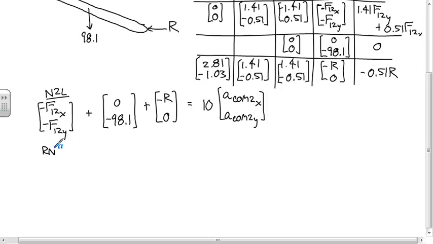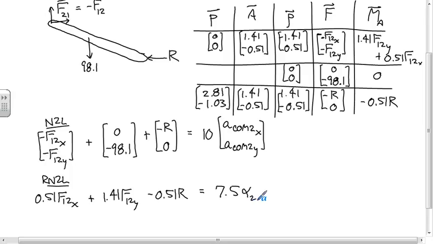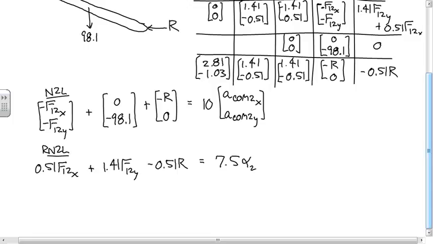And then the rotational equation says 0.51 F12x plus 1.41 F12y minus 0.51 R is equal to the moment of inertia, 7.5, times alpha 2, the angular acceleration of body 2. So this gives us some new variables. Yeah, so I'll call this equation 2.